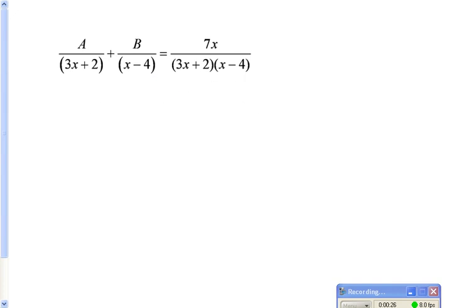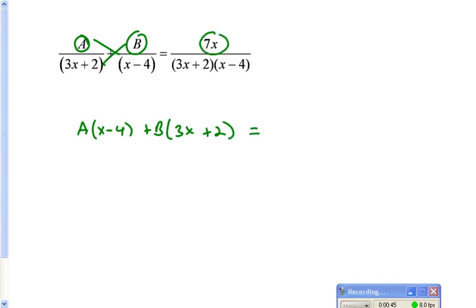I know that when I combine these two, when I find my common denominator, my numerator for this one is going to be a times x minus 4. And my numerator for this one is going to be b times 3x plus 2. And the problem tells me that the total numerator is going to be 7x. I'm going to go ahead and put plus 0 because I want to have x terms and constants. You don't have to, but it'll make what we do in a minute easier.